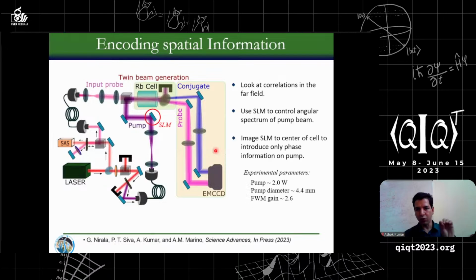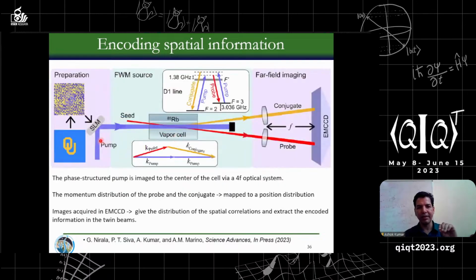So the setup is similar to the earlier one, but instead of just using a mirror there, we replaced the mirror by an SLM, a spatial light modulator. Now the goal is that we want to encrypt some spatial information in those beams. The more elaborate figure is here. We use an SLM in the POM beam, and let's say we want to encode some spatial pattern. For that, we created a hologram, which is basically a phase hologram, and we imprinted that hologram on the SLM.